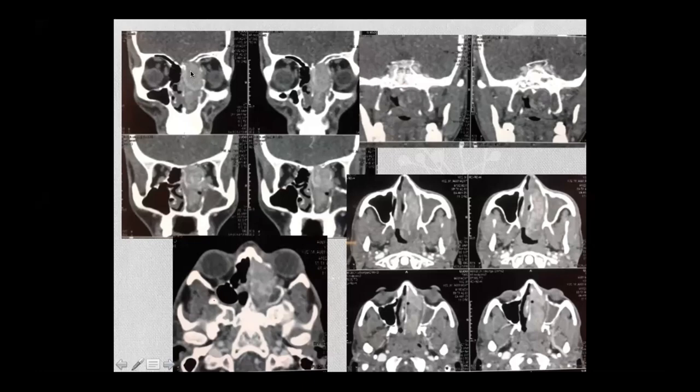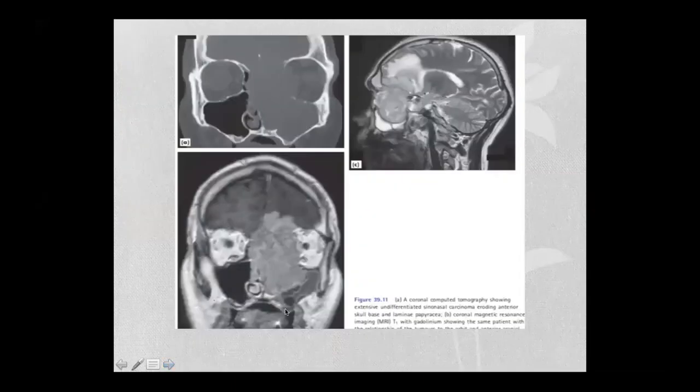This is a sinonasal undifferentiated carcinoma involving part of the orbit, with intraorbital extension. Here, a combined tumor board discussion was done. I will come to it. And then again, this is an adenocarcinoma, an extensive one involving the orbit.